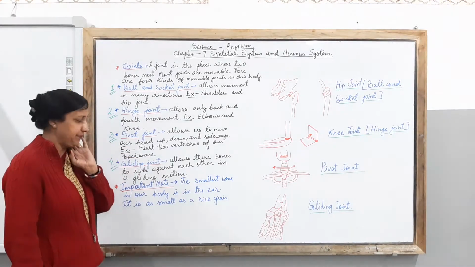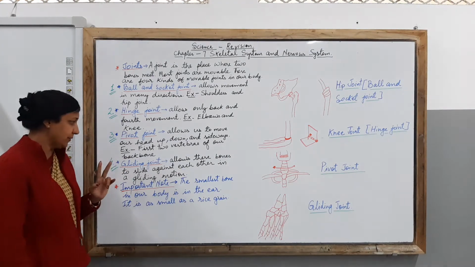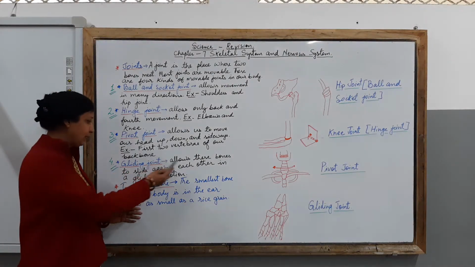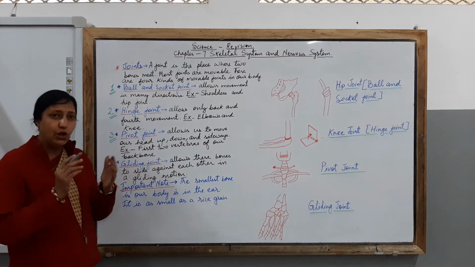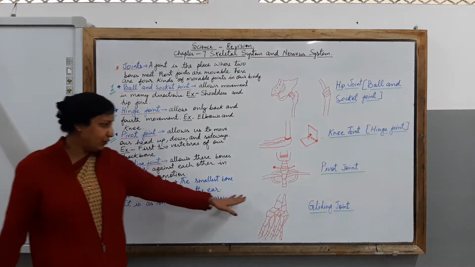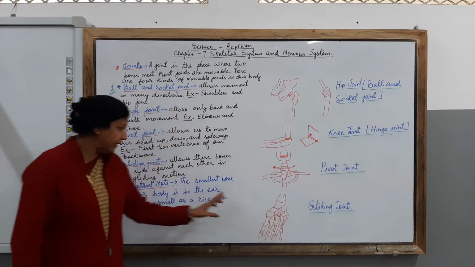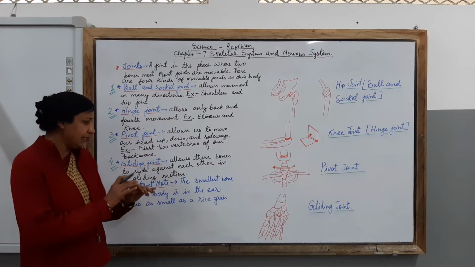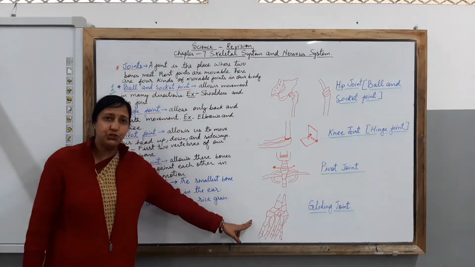Now last we talk about the gliding joint, children. What is the gliding joint doing, children? Gliding joint allows these bones to slide against each other in a gliding motion. Here I have drawn the gliding joint, children. It is located somewhere here, and it is just allowing these bones to slide against each other in a gliding motion. Here it is drawn for you all, the gliding joint.